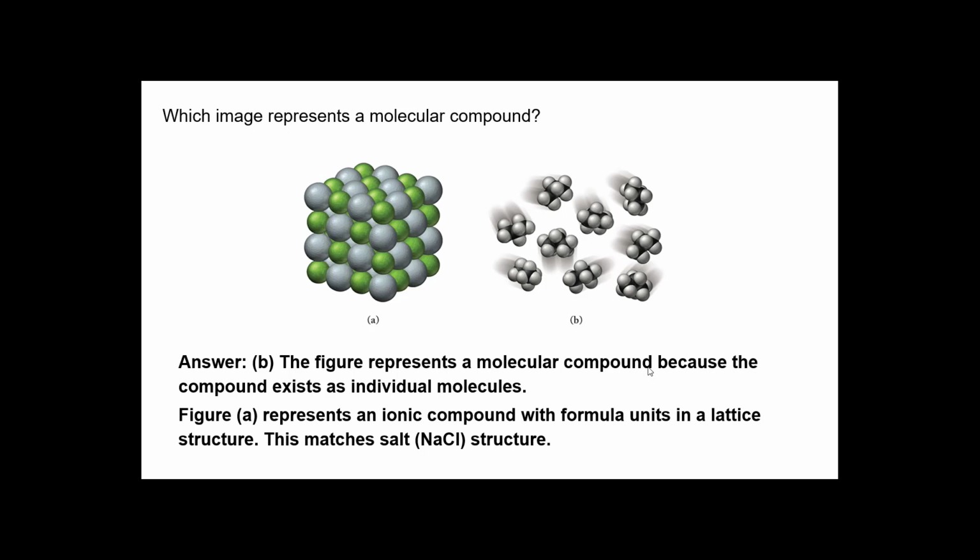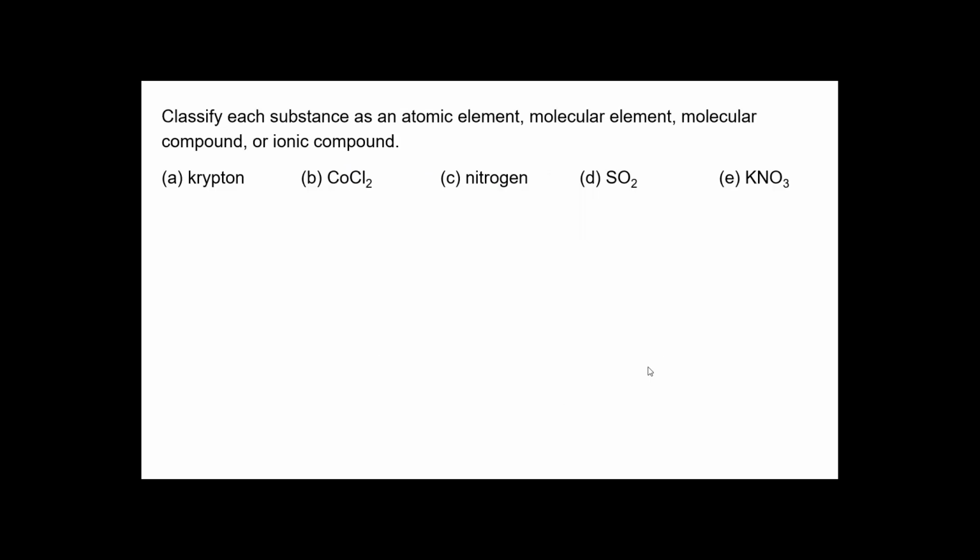So the figure represents a molecular compound. The answer is B, because it exists as individual molecules. That's the individual molecules. That's how we count them. And in those individual molecules, we use the subscripts to determine how many atoms are in there. Figure A represents an ionic compound in a lattice structure. That's the term we use, lattice structure. It's a crystal structure of very organized atoms in an organized pattern, and that's all based on the transfer of electrons, of the positive and the negative charges.